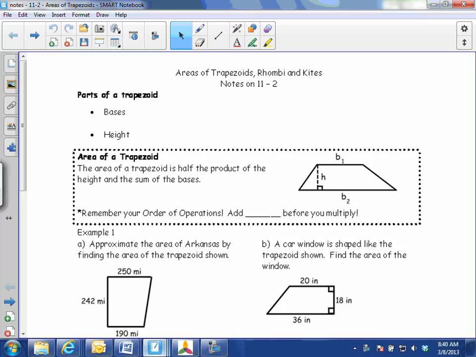So still talking about area. This whole chapter is about area and perimeter. So we're talking about area of trapezoids, rhombi, and kites today. Okay? So trapezoid. Remember, a trapezoid looks like this.